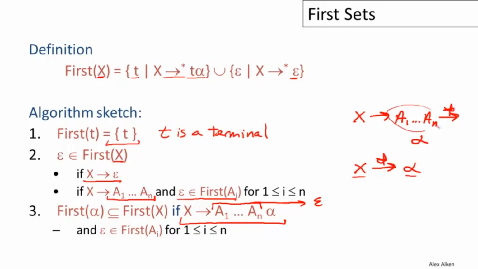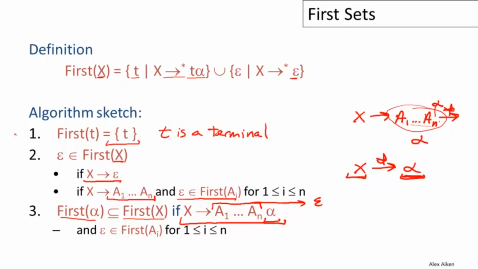So X can go to alpha by wiping out all of the AIs, and I forgot to put the alpha here on the end. There should be an alpha after A sub n there. And what does this mean? Well, this means that anything that is in the first of alpha is going to also be in the first of X. So if any prefix of the right-hand side can disappear, then the remaining suffix, the alpha, it doesn't matter what the alpha is, the first of alpha will be a subset of the first of the non-terminal on the left-hand side, X in this case.